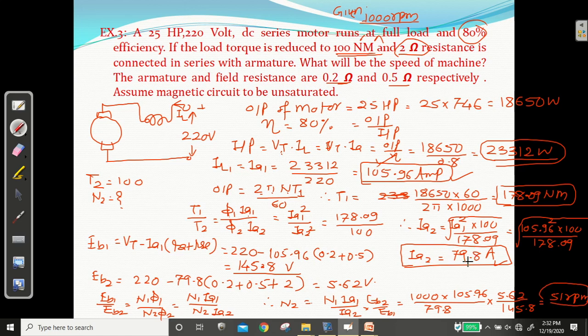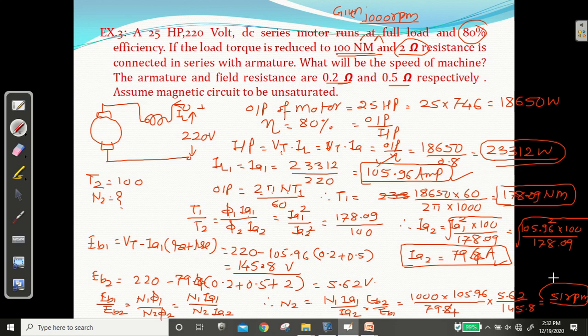There is a change here actually, it is not 79.8, it is 79.4. Everywhere here it is 79.4, please correct it. 79.4. Okay, so you will get 51 RPM.